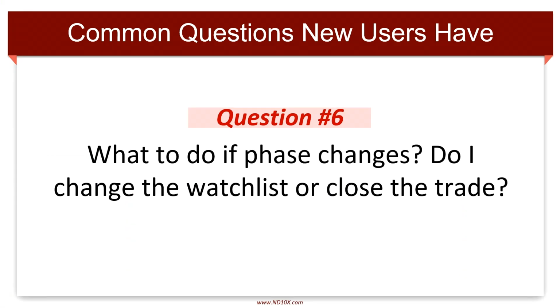Question 6. What to do if the phase changes? Do I change the watch list or close the trade? So let's assume that we are in a long trade because we were in the bullish phase 3. And while we are in a trade, the phase changes to bearish phase 1. I wouldn't close the trade because everything was set up according to plan when I entered the market. The only thing I would change would be my watch list. I wouldn't look for new long trades. I would switch to searching for maybe a short trade, but I wouldn't close the trade.